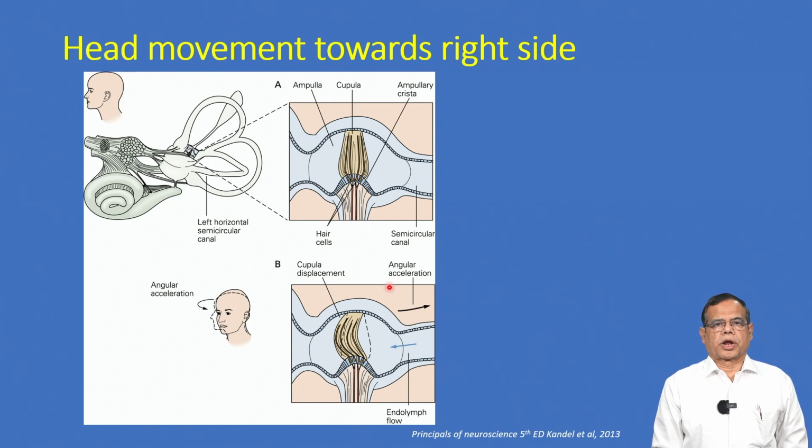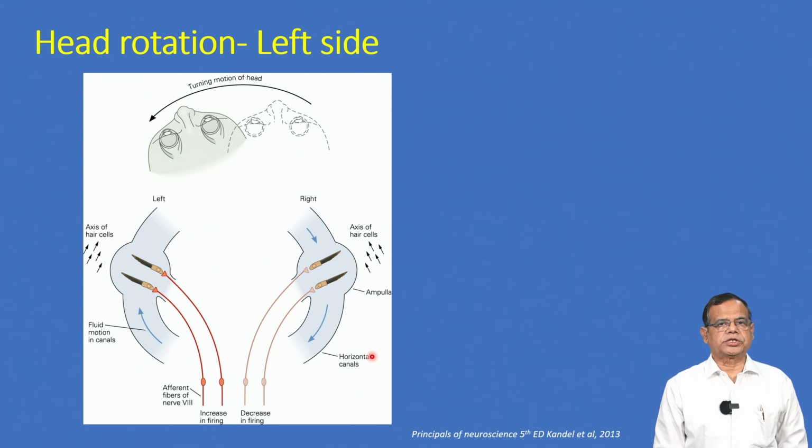When the head moves towards the right side, the semicircular canal also moves, but at the same time endolymph does not move. Endolymph moves to the opposite side and it moves the cupola. So, along with the cupola, the hair cells also move, and this movement generates an electric current.